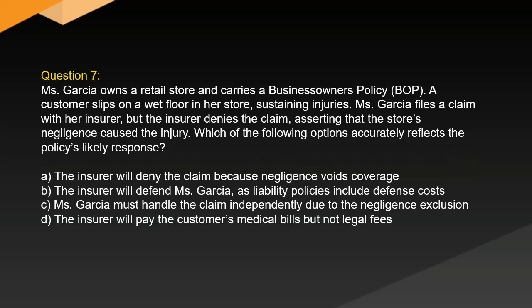Question 7. Ms. Garcia owns a retail store and carries a business owner's policy, BOP. A customer slips on a wet floor in her store, sustaining injuries. Ms. Garcia files a claim with her insurer, but the insurer denies the claim, asserting that the store's negligence caused the injury. Which of the following options accurately reflects the policy's likely response? A. The insurer will deny the claim because negligence voids coverage.